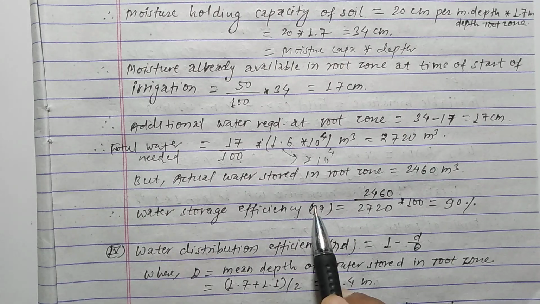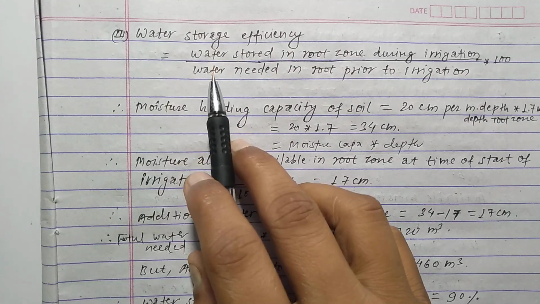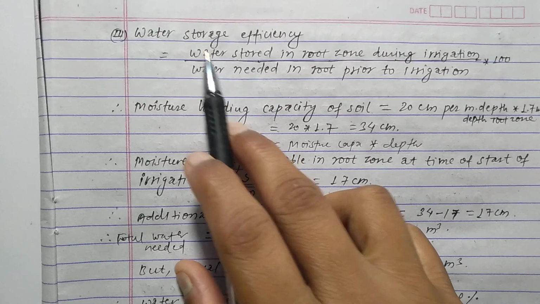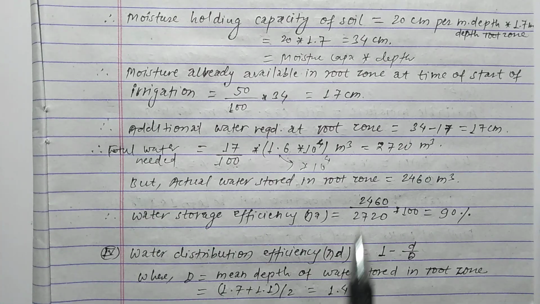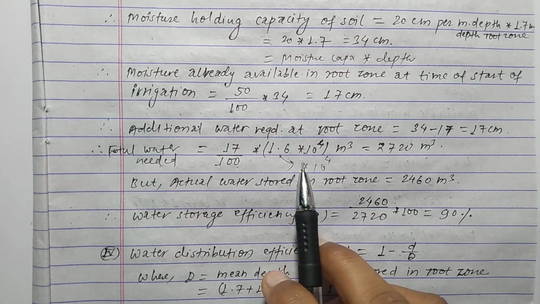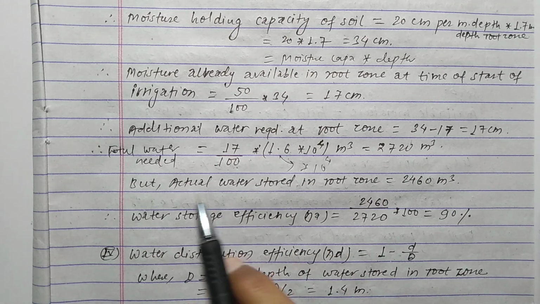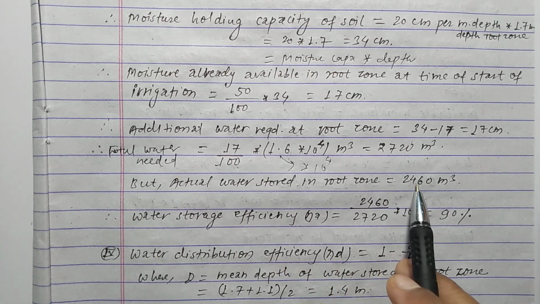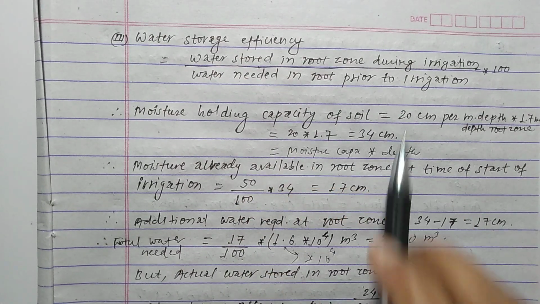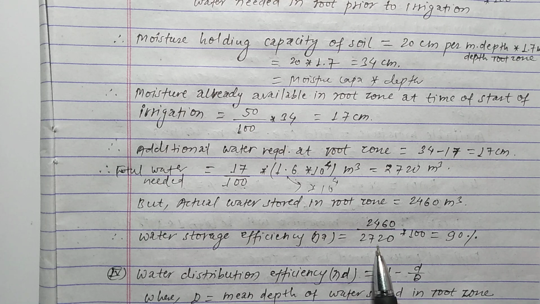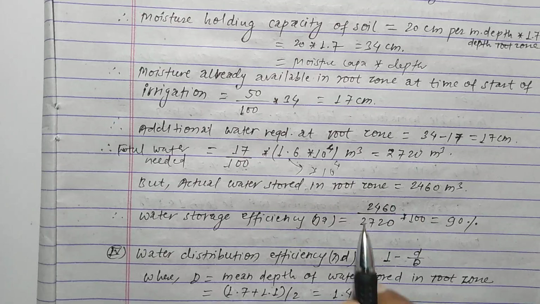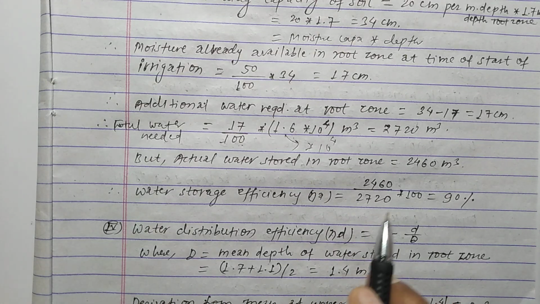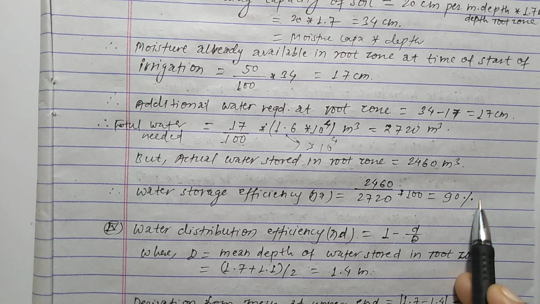That's why we calculate the water storage efficiency. We have already discussed how the water storage efficiency can be calculated: it is the water stored in the root zone during irrigation, which we have already calculated, the actual water stored in the root zone, 2460, divided by the water needed in the root zone prior to irrigation. This value is already calculated: total water needed is 2720. So we just put these values in the formula. After calculating, we get the water storage efficiency equal to 90%.